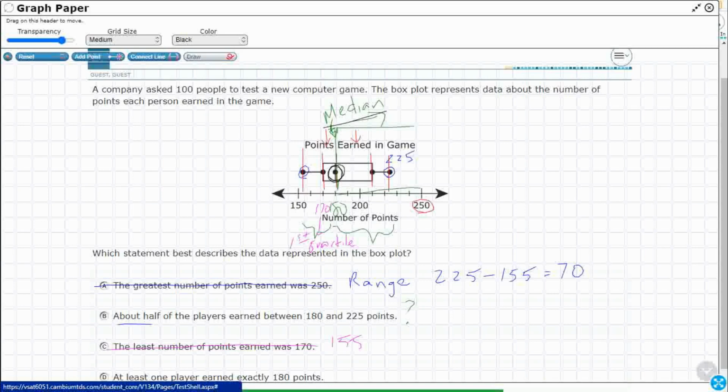Not necessarily. You can actually have a median and not even have anyone do that. If it happens to fall in between, like if there's an even number of people, like 100 people, if you got someone at 179 and someone at 181, and that happens to be the 50th and the 51st person, then they would just put our median at 180, even though no one actually did that. So the answer here is B.